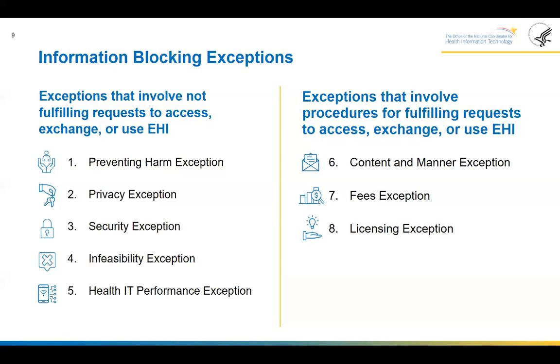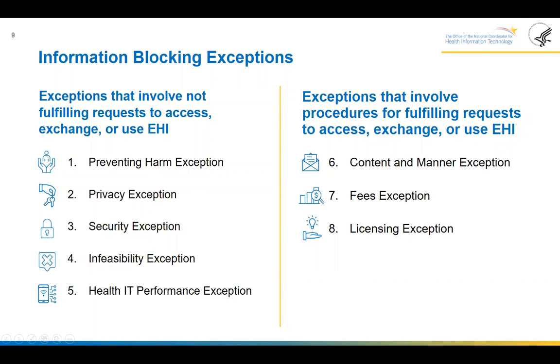The second exception on the screen is the privacy exception. So this exception recognizes that there are many situations when protecting the privacy of EHI should override the need to share EHI. And the central theme here is that if an actor is permitted to provide access, exchange, or use of EHI under a privacy law, then the actor should provide that access, exchange, or use. But the actor should not be required to use or disclose EHI in a way that is prohibited under state or federal privacy laws, such as HIPAA. And throughout the rule, we emphasize our alignment with HIPAA as much as possible.